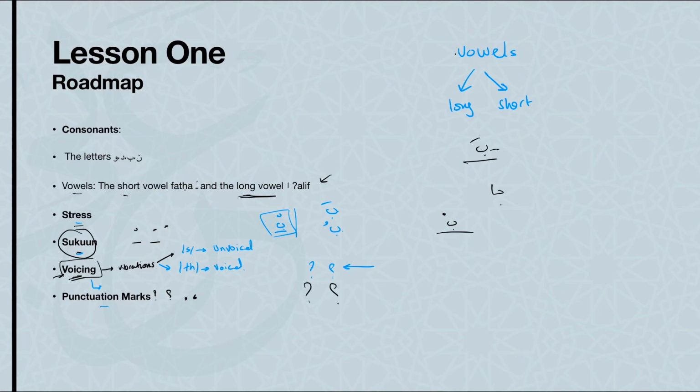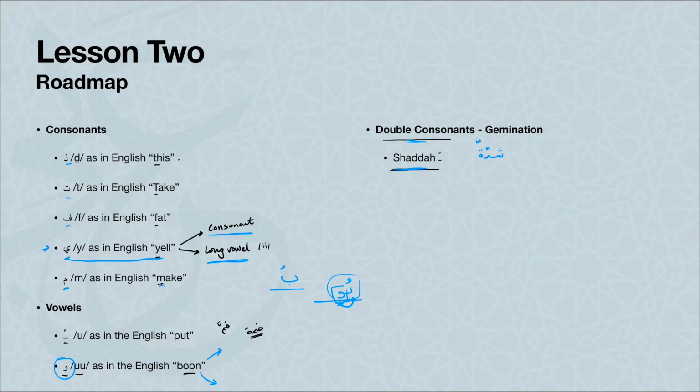Then we jump to lesson two. In lesson two, we learned more consonants. We learned the letter dal, and the t as in take, the f as in fat, and the y as in yell. And we also learned that the y here is one of the letters in Arabic that can be a consonant or can be a long vowel and represents the sound e. And the last consonant we learned in lesson two was the meem, or the m sound.